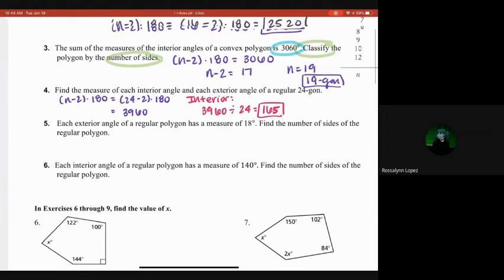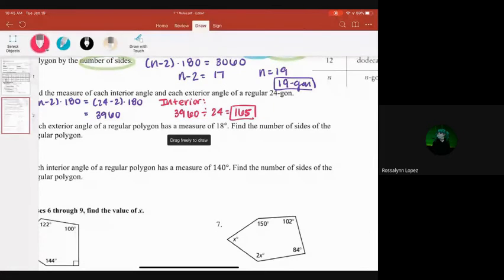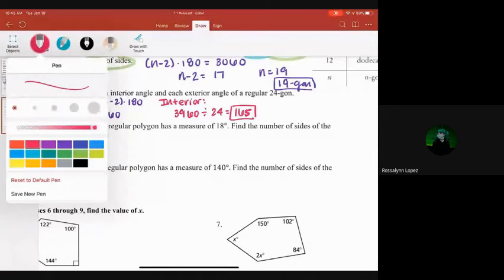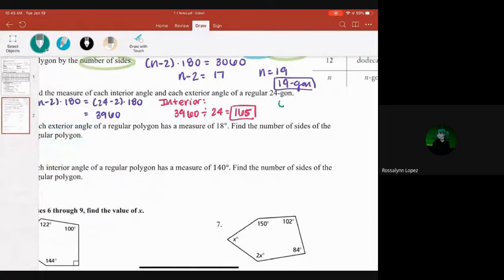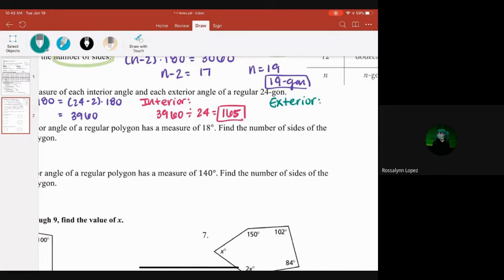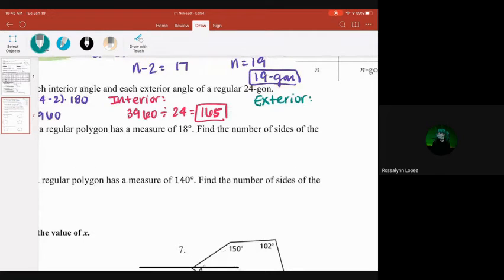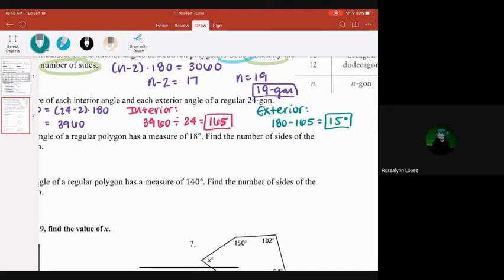Now let's see if we remember, if I have an interior, how can I then use that to find an exterior? The interior and the exterior are always what? Supplementary. So what could I subtract from? 180. Yeah, I could just do 180 minus 165, and I'm going to get 15 degrees. Good. Now this is just one way to do it.